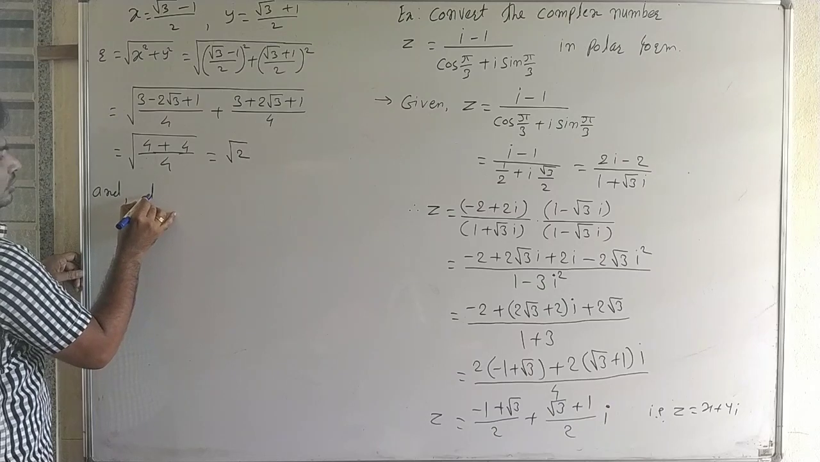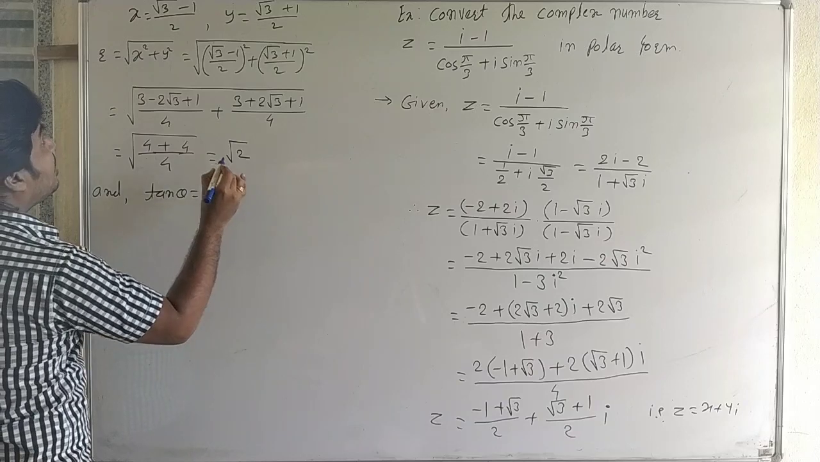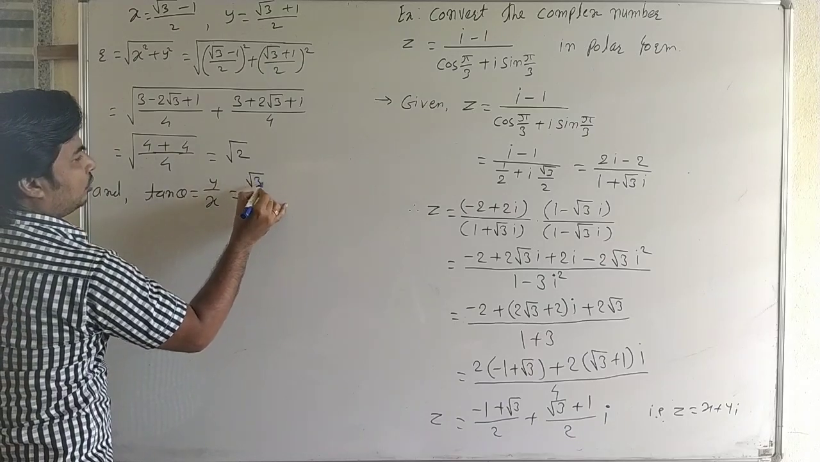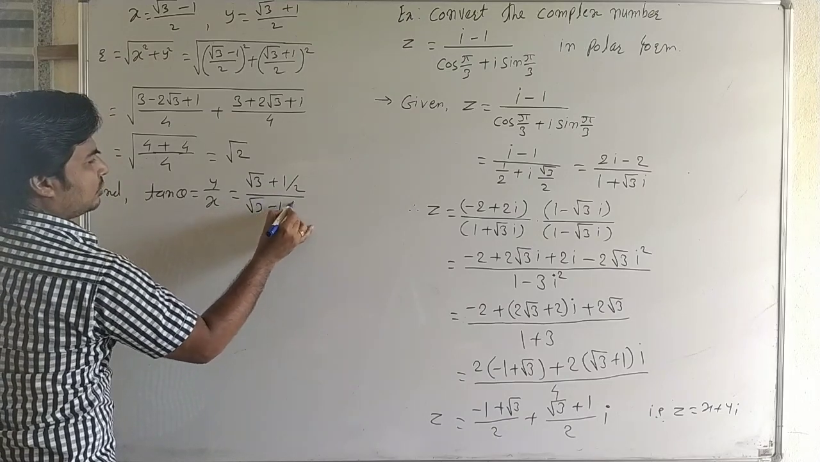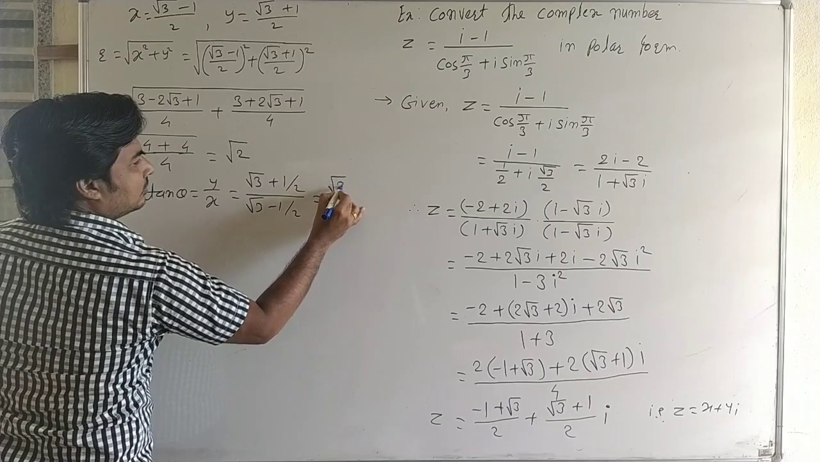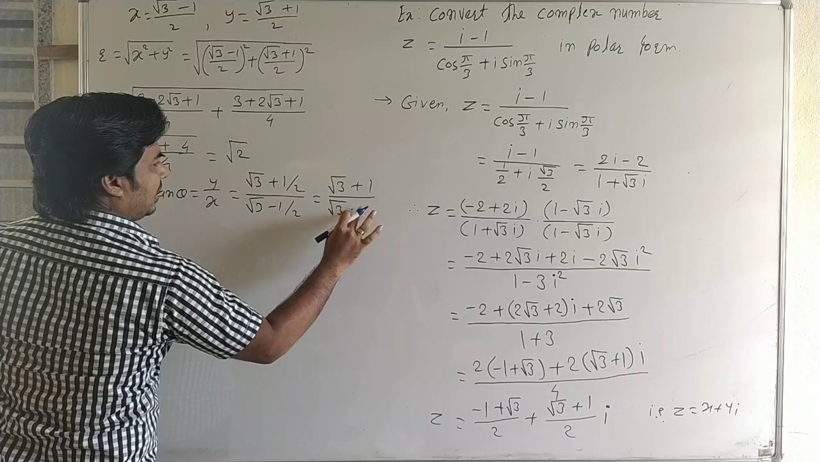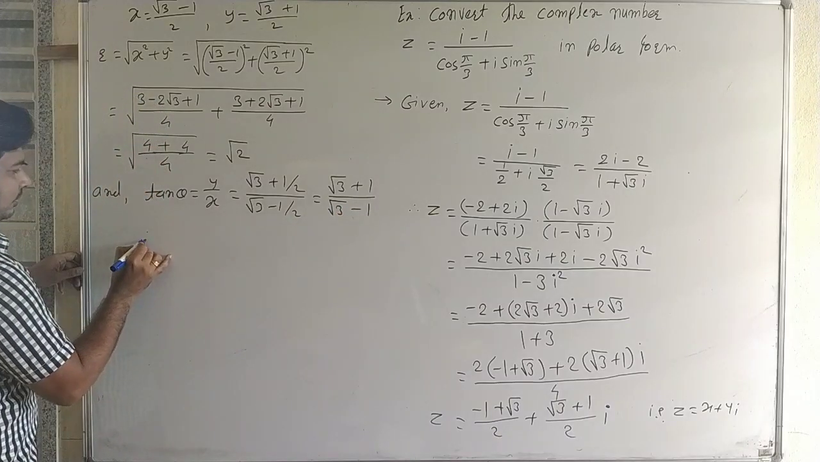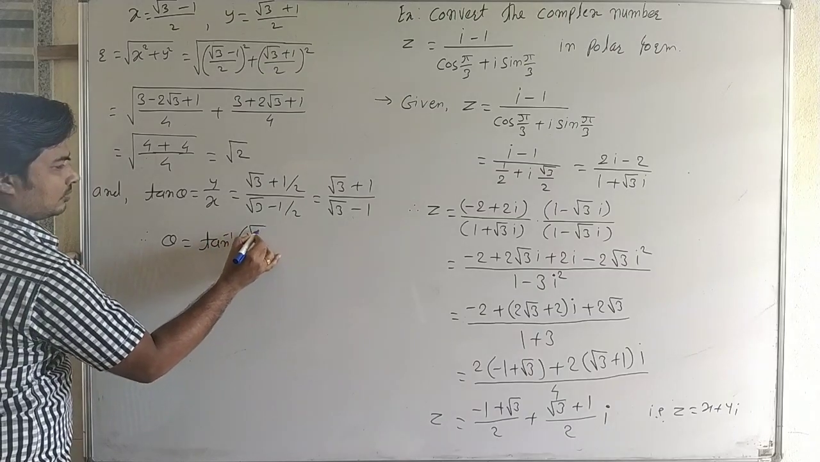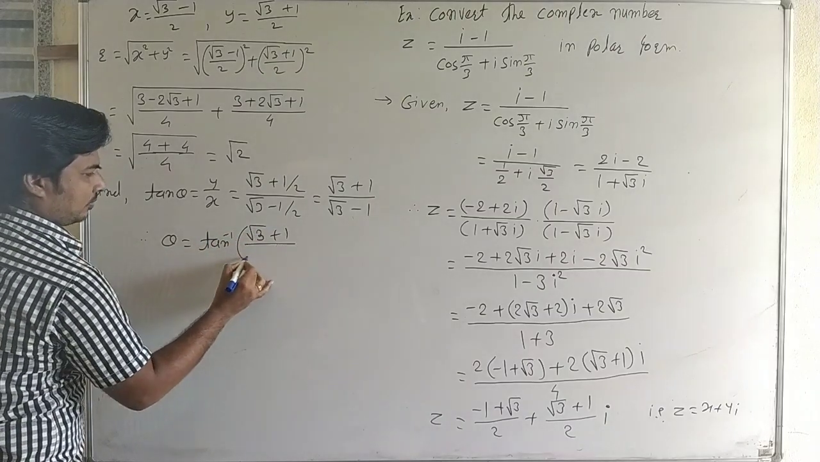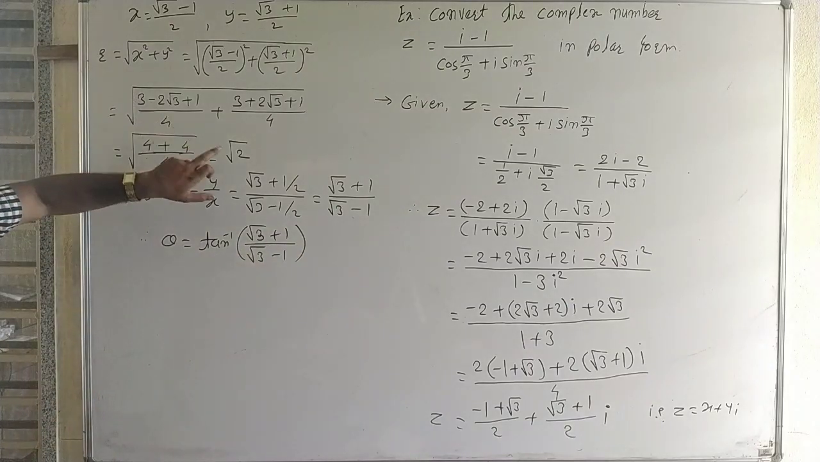And theta. We know that tan theta is equal to y by x, which is (√3 + 1)/2 divided by (√3 − 1)/2, that is (√3 + 1)/(√3 − 1). Therefore theta is equal to tan inverse of (√3 + 1)/(√3 − 1). It is the amplitude, and r is the modulus.